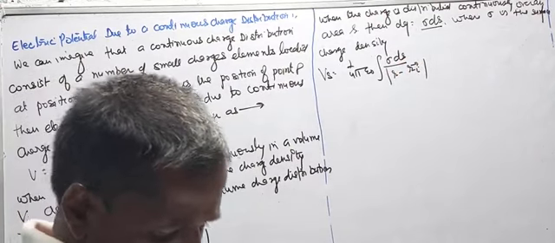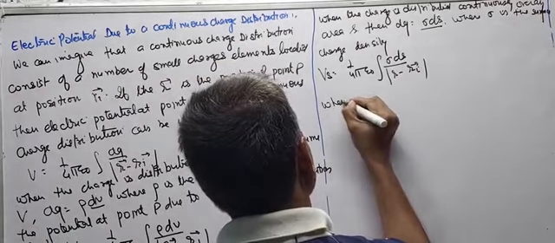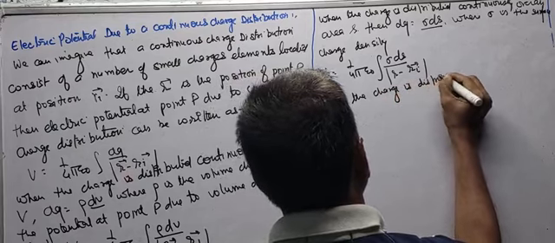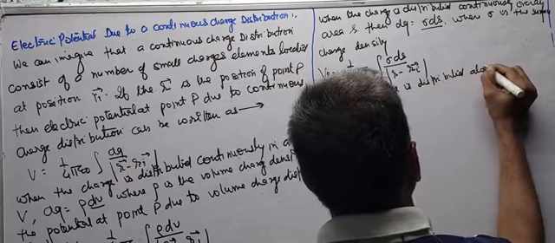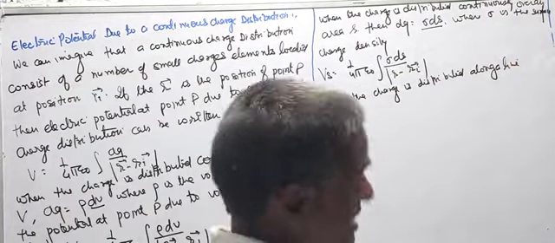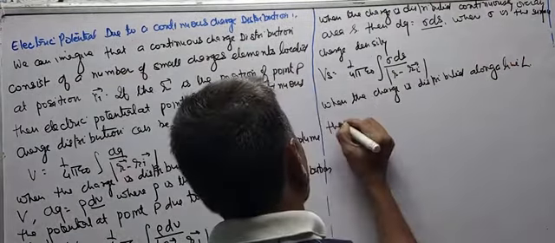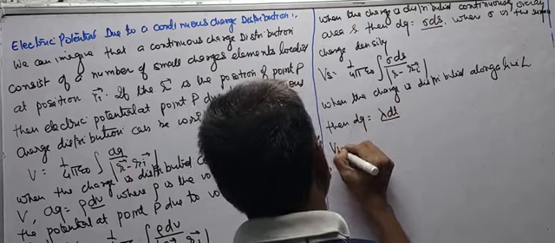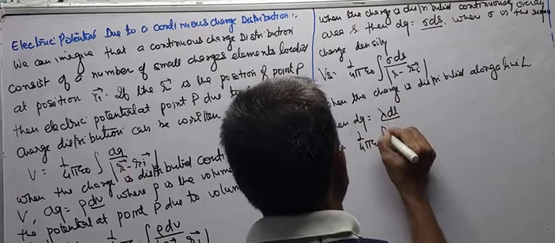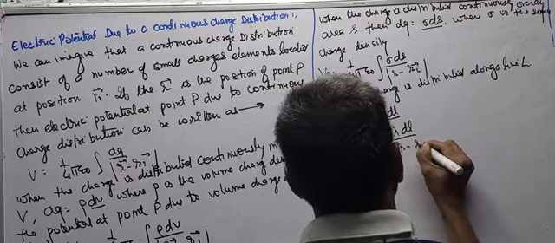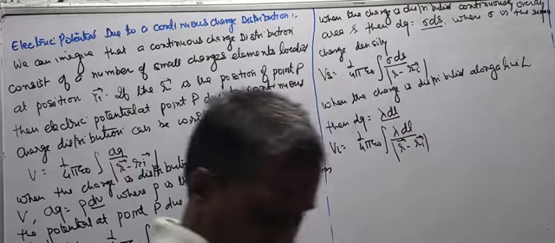When the charge is distributed uniformly along a line L, then dq equals lambda dl, and then Vl equals 1 upon 4 pi epsilon naught integral lambda dl upon mod r minus ri vector cap.